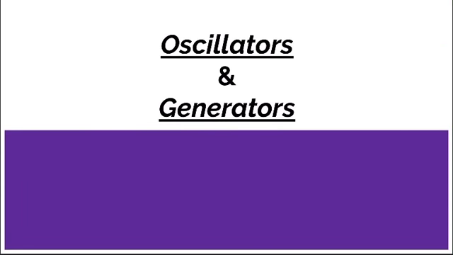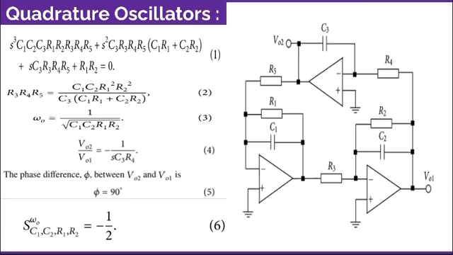In this video, let us discuss oscillators and generators. In the previous video, we discussed the Wien bridge oscillator. So in this video, we will see two more oscillators, which are quadrature oscillators. First, let us discuss this quadrature oscillator.